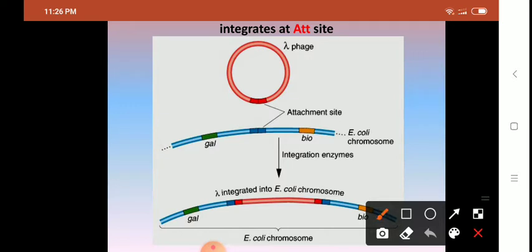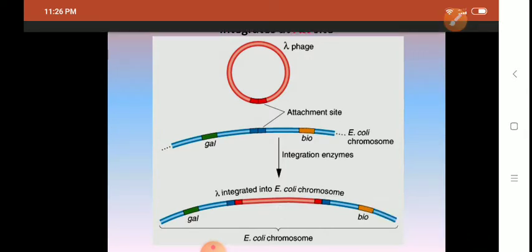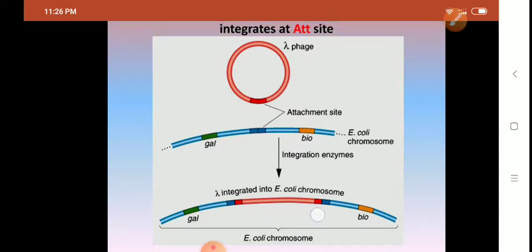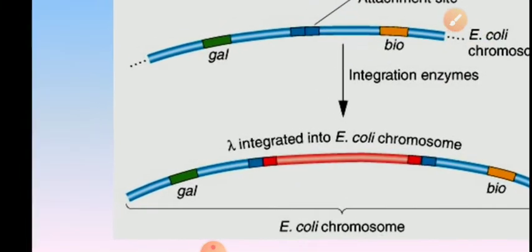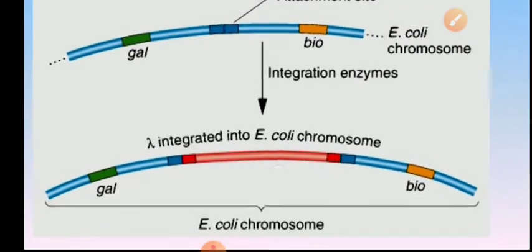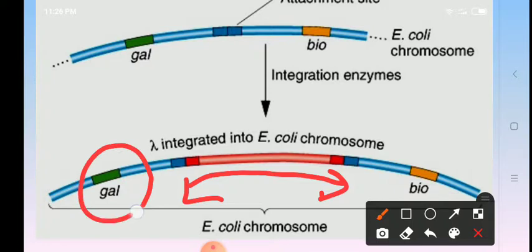And in the next diagram, you can see that the lambda DNA is integrated inside E. coli DNA. The red colored lambda DNA is integrated inside the E. coli chromosome, and you can see from the diagram that the lambda DNA is integrated between the galactose gene and the biotin gene. So this is lambda DNA, integrated between the galactose gene and the biotin gene.